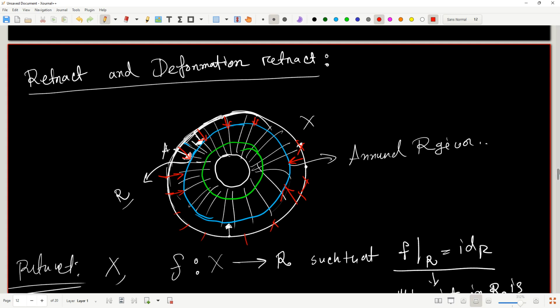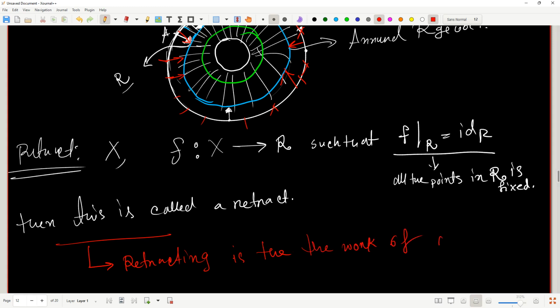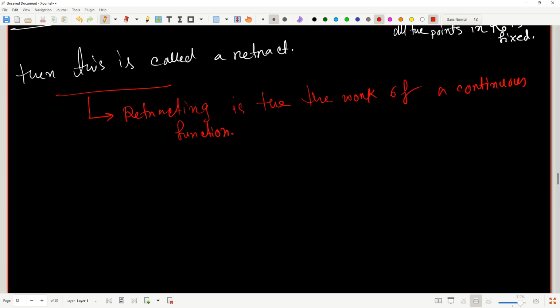Now, what is a deformation retract? From this definition, in summary, you can say retract or retracting is the work of a continuous function. So it's taking data from some domain and it's just mapping those data to another region, right? Now we talk about the deformation retract.